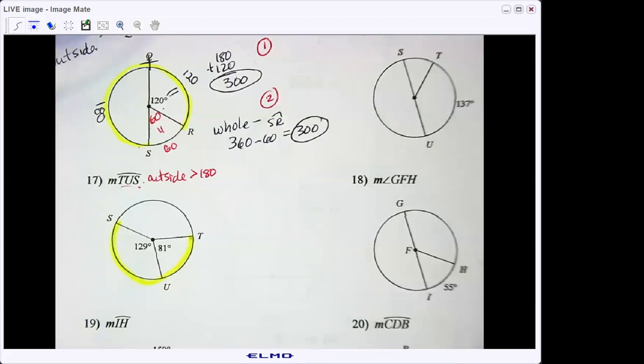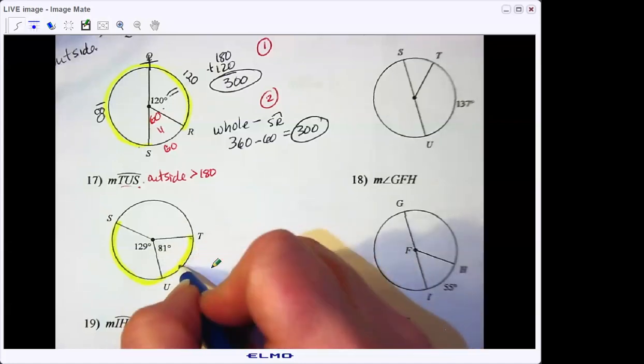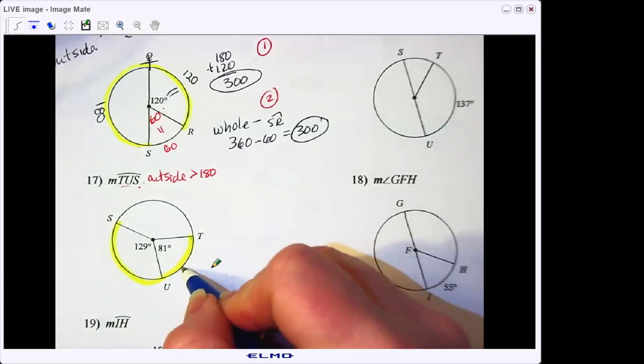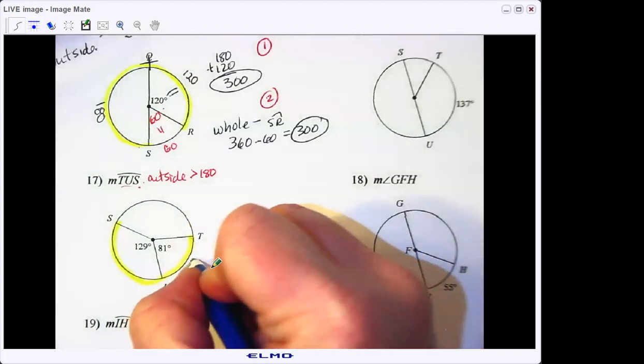Melissa's got it. Nice. Great. So remember, somebody unmute yourself. Tell me, what do we know about these arcs? How big is the first one right here? 81. Okay.